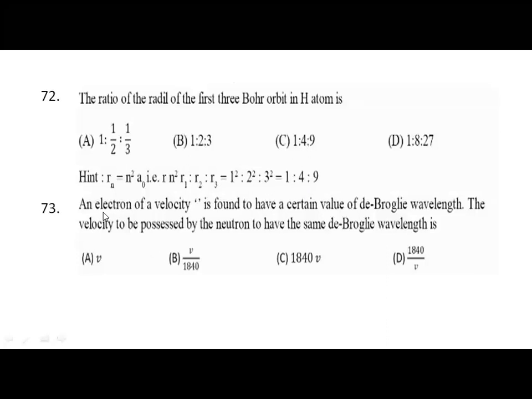Next question. An electron of some velocity v is found to have a certain value of de Broglie wavelength. They are asking the velocity to be possessed by the neutron to have the same de Broglie wavelength. So I can write de Broglie wavelength lambda is equal to h upon mv.